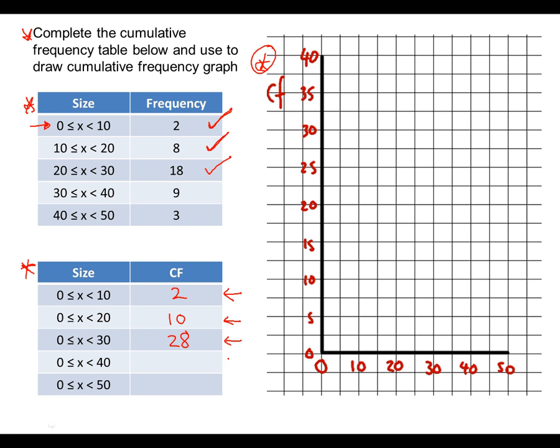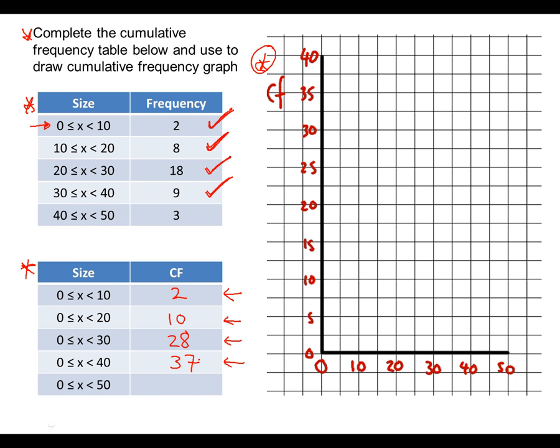Moving on to the next box. The next box is between 0 and 40. That will include the first one between 0 and 10, everybody between 10 and 20, everyone between 20 and 30, but this time it will also include 30 to 40. So we're going to add up all 4 of those: the 2, the 8, the 18, and the 9. And that will give us the answer of 37.